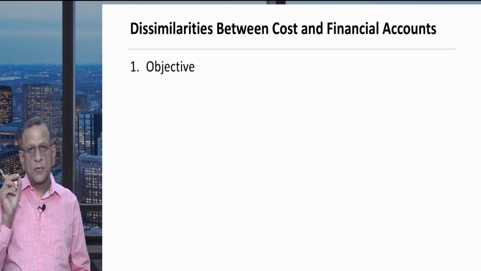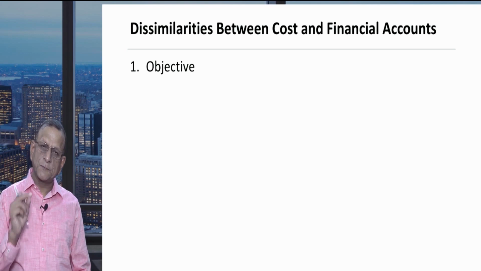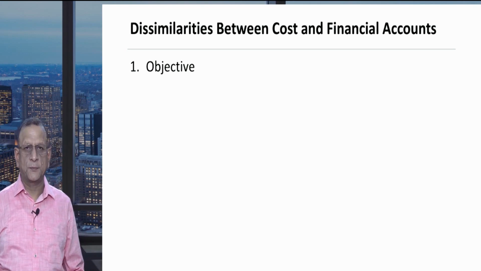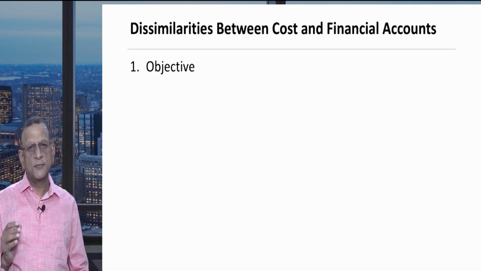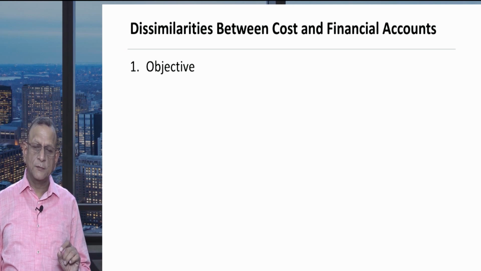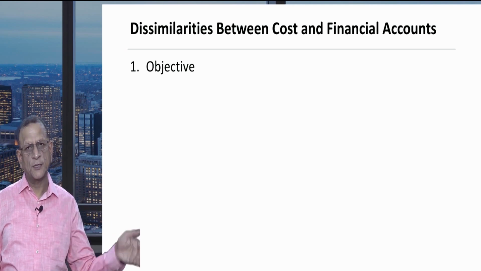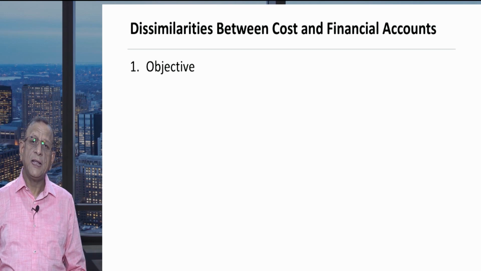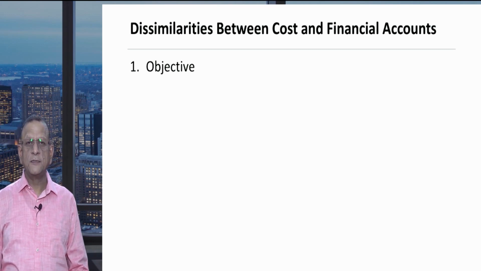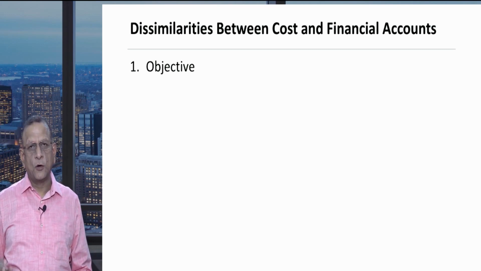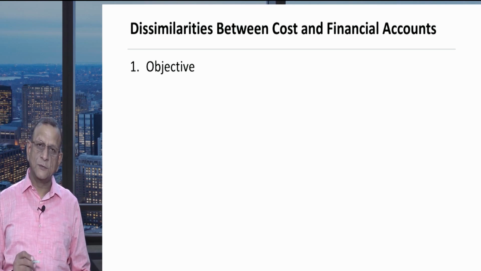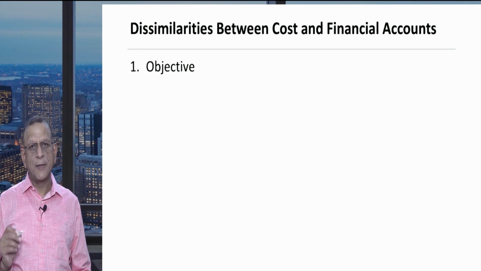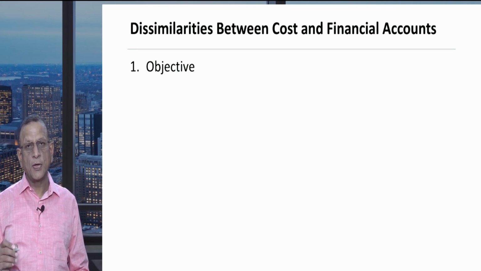So, the first point of dissimilarity is the objective. In the case of financial accounts, the objective is to know the financial status of the company, balance sheet, liabilities and assets, and know the profits made by the company or losses incurred by the company. This is the objective. But in the case of cost accounts, the objective is primarily to know the cost.